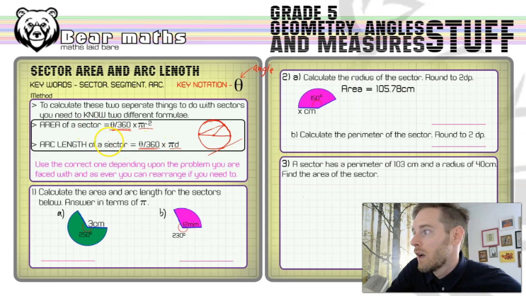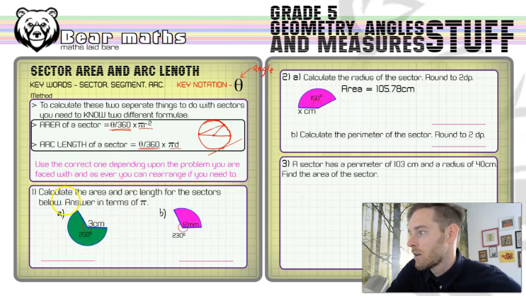The sector area or the arc length of the sector is always going to be a fraction of the whole circle, which is why we use the angle out of 360, because a whole turn, a whole circle, is worth 360 degrees. So use the correct one depending upon the problem that you're faced with, and you can rearrange it if you need to. Now let's have a look at the first question.